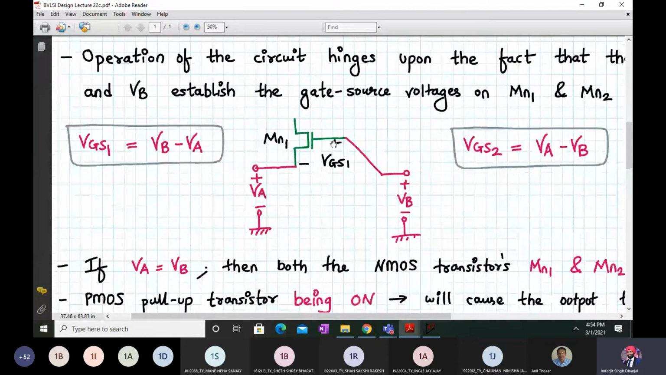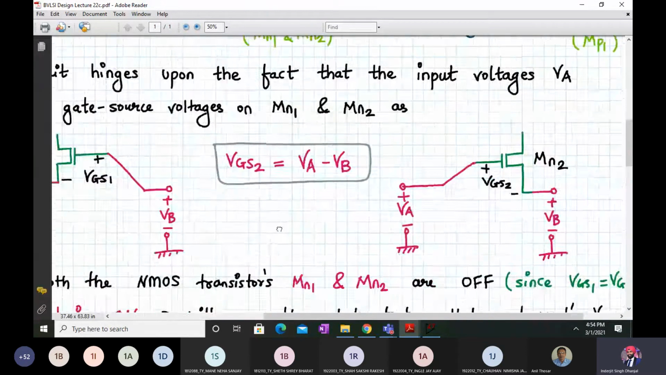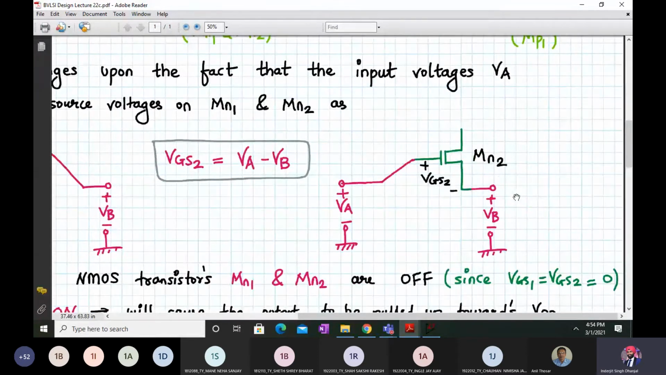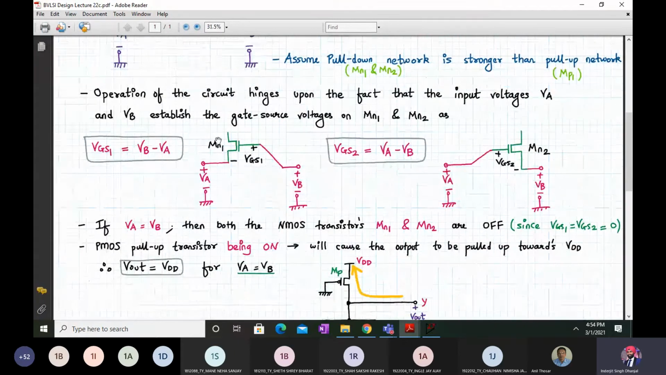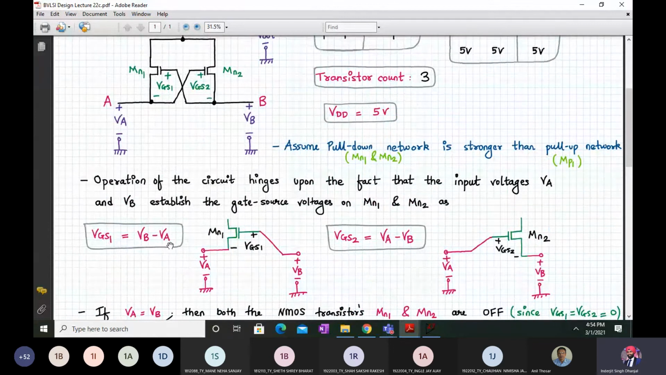See where the positive sign is, the VB side. So VB minus VA is VGS1 for MN1, the transistor with the name MN1. And over here we have another VGS2 for the NMOS transistor MN2. We have VGS2 which is given by VA minus VB. Is this point clear? Let me expand it and show it to you. So agree that VGS1 and VGS2 are VB minus VA and VA minus VB respectively.